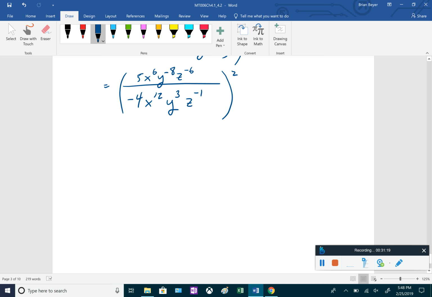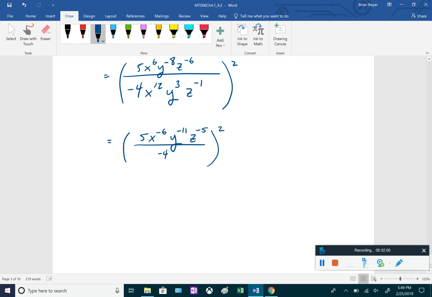Okay, and now let's simplify with the fraction as a whole here. So we're going to be subtracting exponents. We're going to have 5. So it's going to be x to the 6th divided by x to the 12th. 6 minus 12 is -6. For the y variable, y to the -8 minus 3. -8 minus 3 is -11. And then for z, it's going to be -6 minus -1. That's -6 plus 1, so that's -5. All of this is still over -4. And it's all still squared.